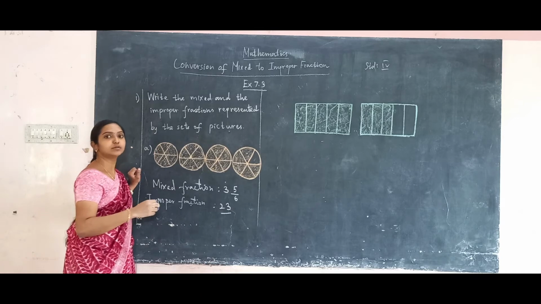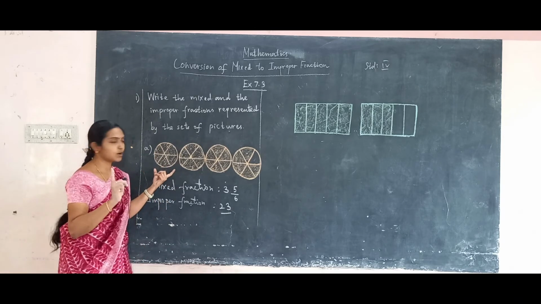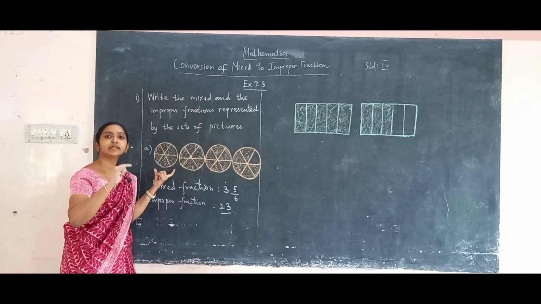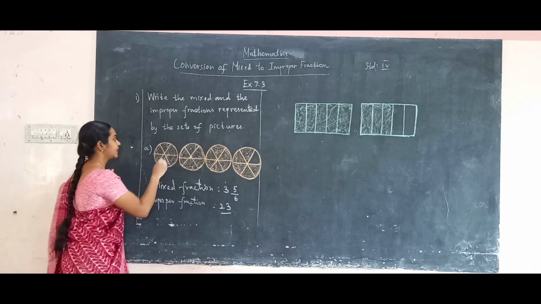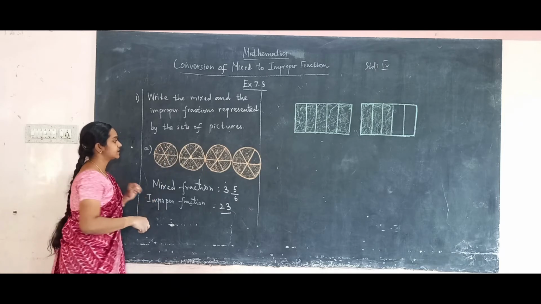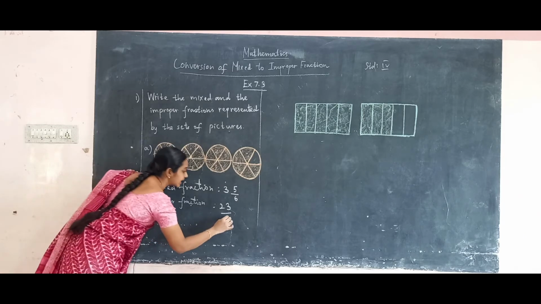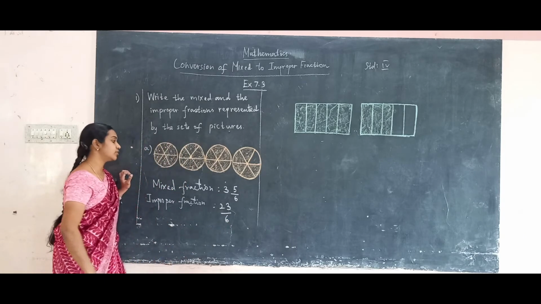Next, count how many parts a whole is divided. This is a whole. We have to count how many parts a whole is divided. 1, 2, 3, 4, 5, 6. A whole is divided into 6 parts. So write 6 in the denominator.